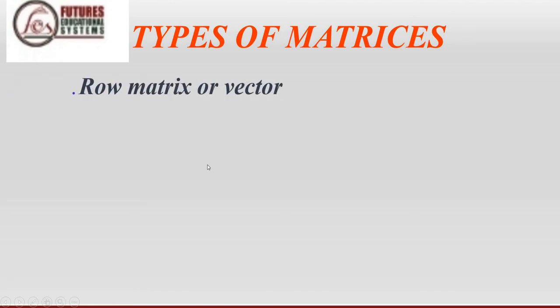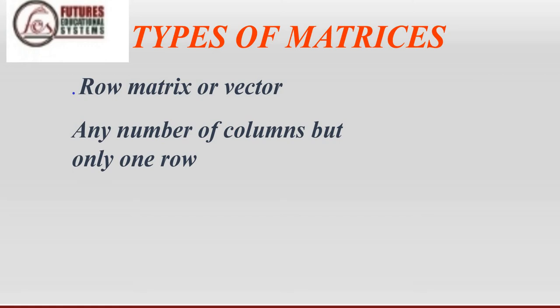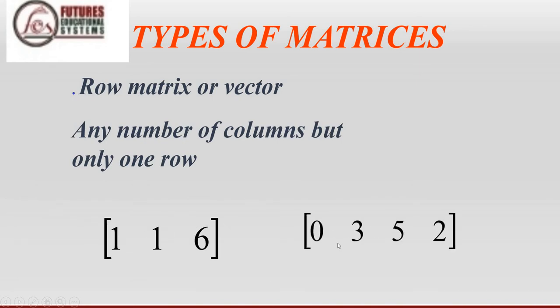Another type of matrices, row matrix or row vector. A row matrix consists of one row and any number of columns. That's a row matrix because it consists of one row and any number of columns. And this is another row matrix, because it consists of one row and 4 columns.